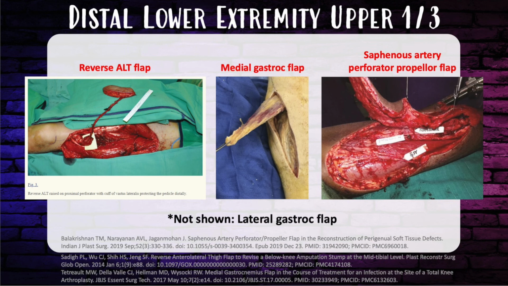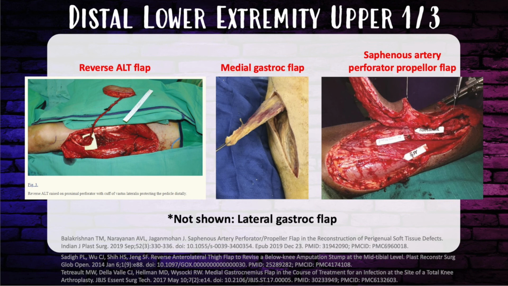Next, the reverse ALT is a fasciocutaneous option to cover the knee and proximal third of the lower leg. So you can think of this when maybe the gastroc muscle is not available for use because the patient has a BKA. You can use a reverse ALT as a good fasciocutaneous option to cover the knee.